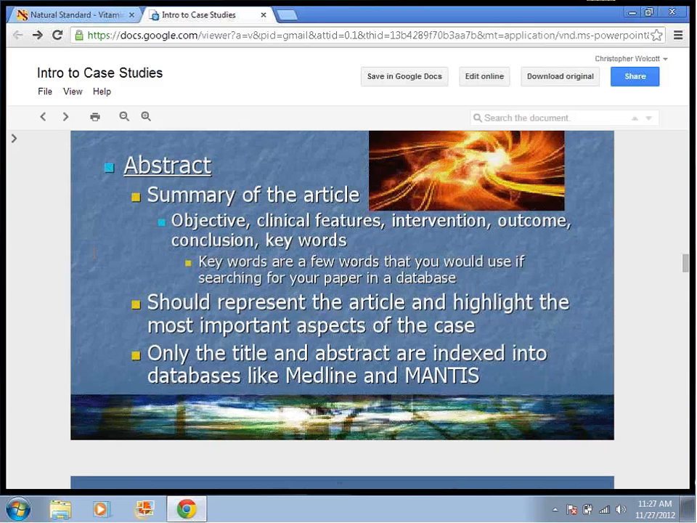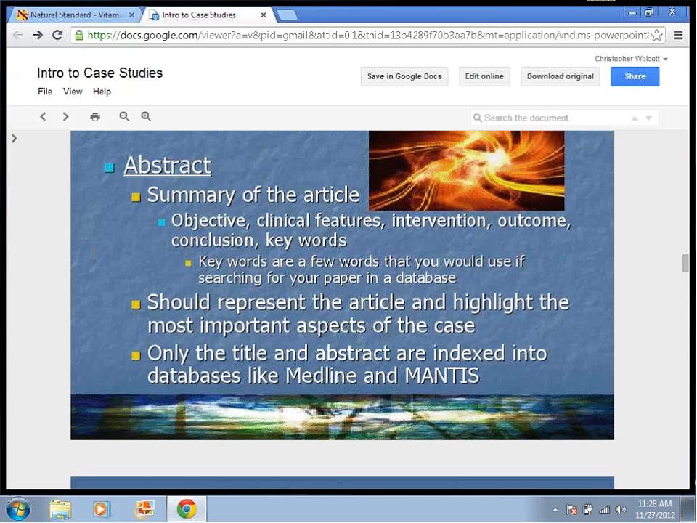So the abstract, we all know the abstract, just like in a clinical trial, is a summary of the case report or the case study. And the abstract is important because in most databases, it's only the abstract that gets indexed into the database, not the full report. And let's face it, the abstract is what people read for the most part. 90% of the time, people only read an abstract, if not more. And so your abstract often is a good starting point.